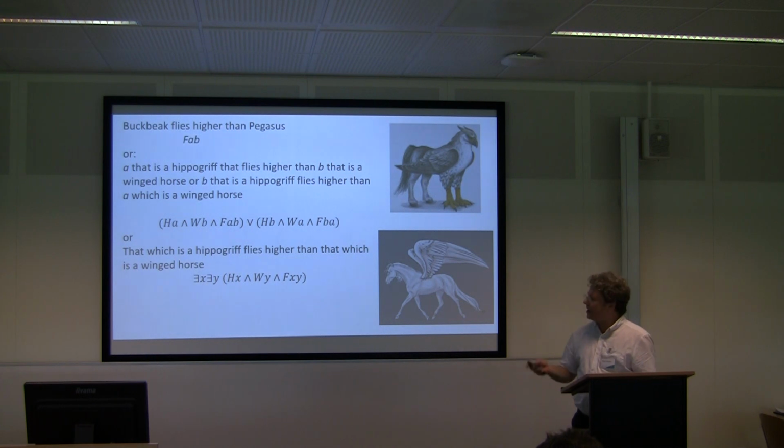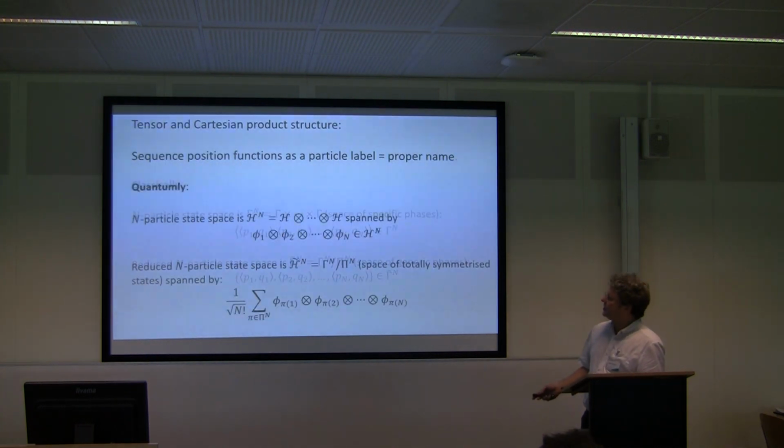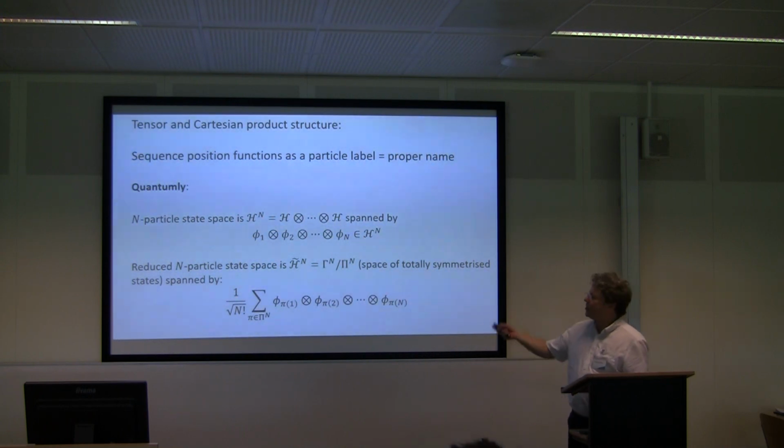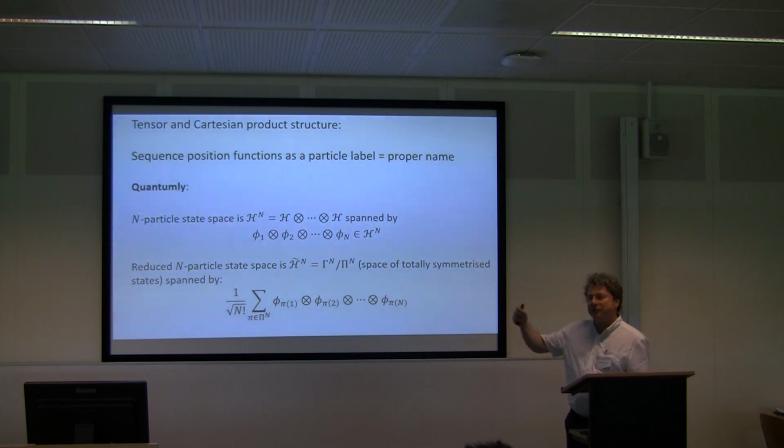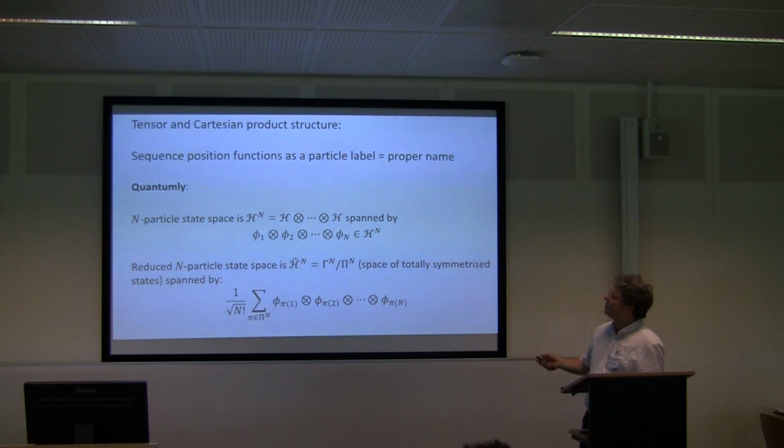So the general idea there, hang on, let me just check if I've got a slide on this. I'm getting ahead of myself. Can I just go back over a bit of the formalism, just to remind you of those things, and then I'll pick up where I just left off. So the basic idea is that the tensor and Cartesian product structure carries with it a proper name, namely the position, the location in the sequence.